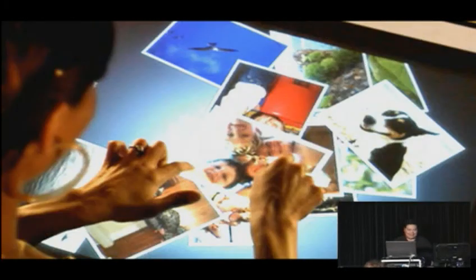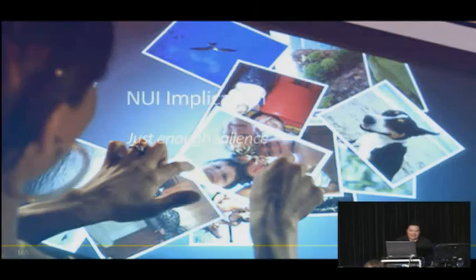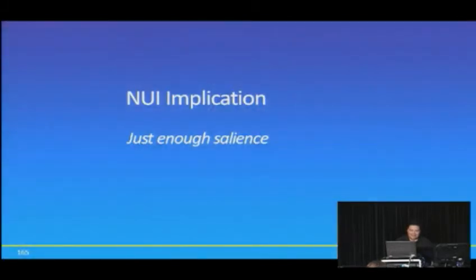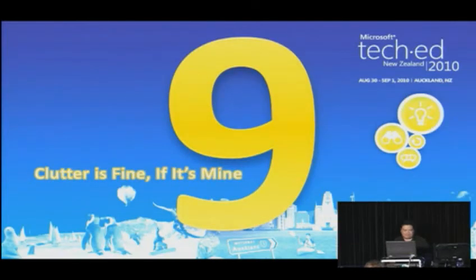Okay, and here's a shot of one of the archetypal surface apps, which is scattered photos. So that's where things like this come into play. One of the conclusions that we derive from this is to apply just enough salience to the UI.